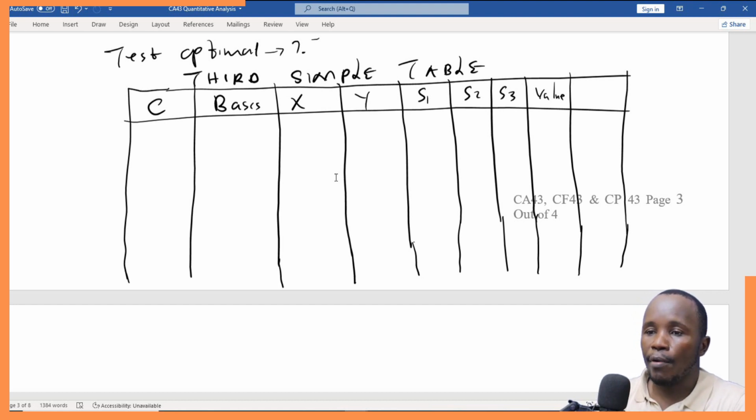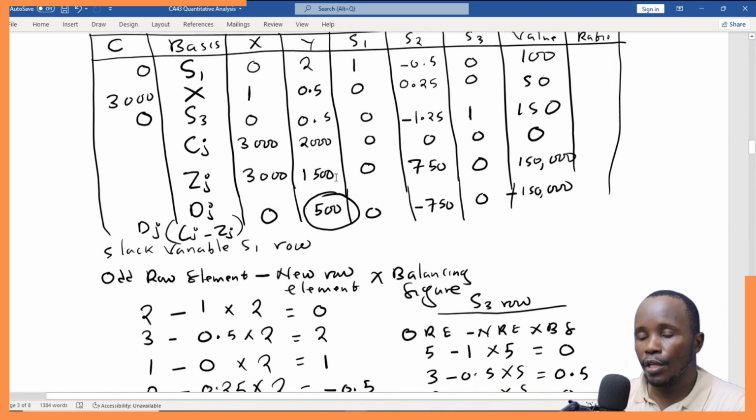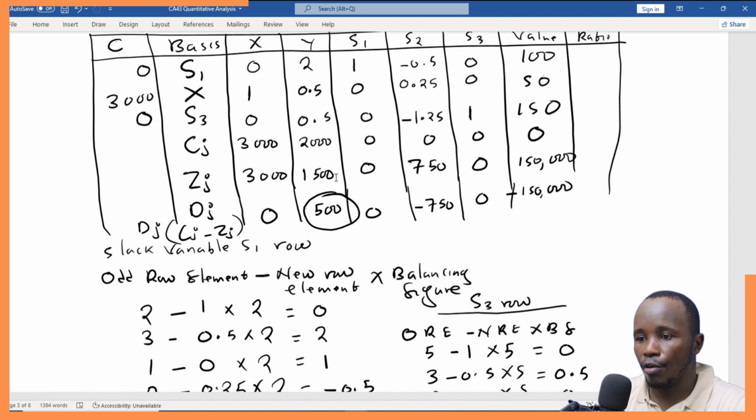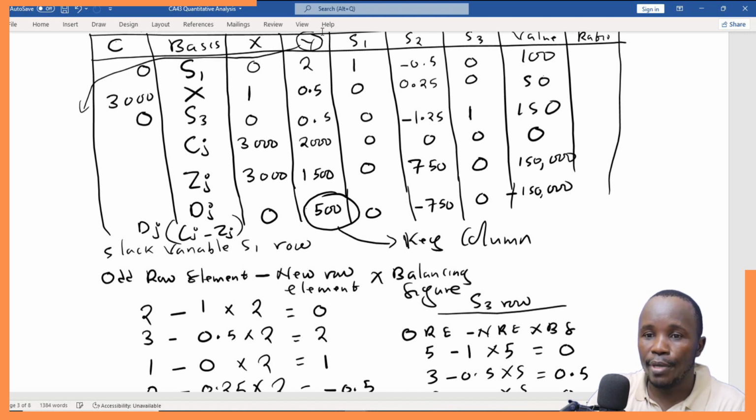Now let's move to our second table and look at the key column. Where we had the 500 here becomes our key column. This is our key column. Now, our key column on top here is going to give us our incoming variable. Take note of this. This one here is going to be our incoming variable.